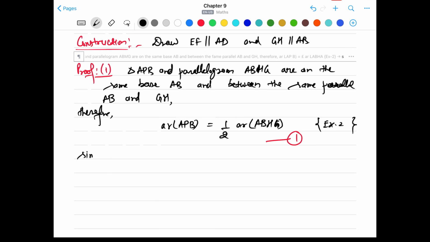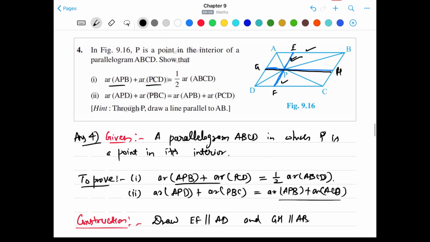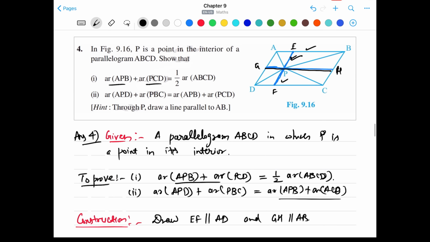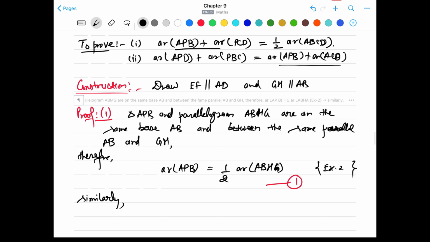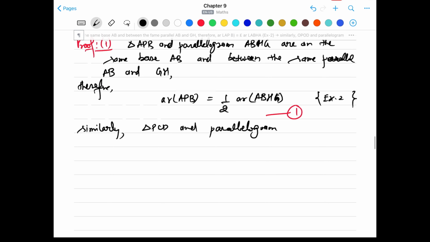Okay, similarly, now we'll take this bottom triangle, which is PCD. Similarly, triangle PCD and parallelogram, this time the parallelogram is DCHG.